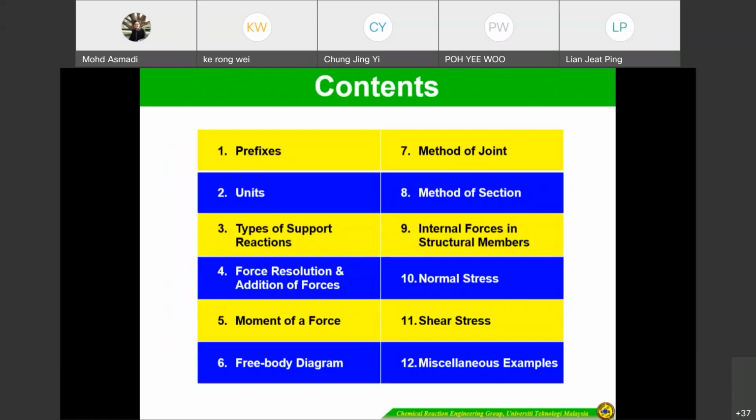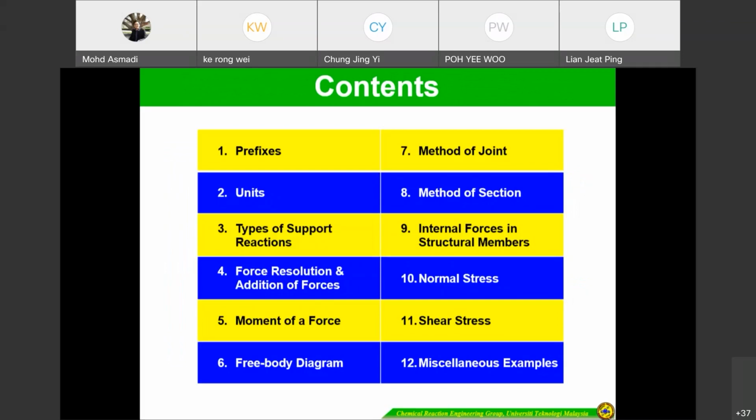So just recall back about the prefix and unit. I don't think I'm going to explain that. Types of support reactions you already learned in the statics course. Force resolution, Fx and Fy, so that we can get the total force.